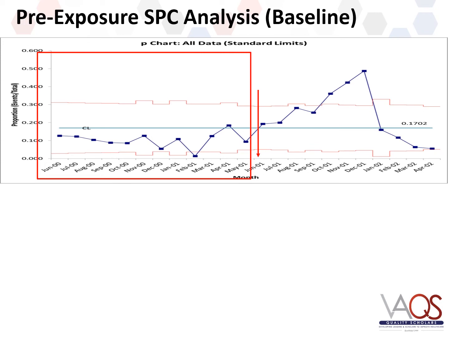Third, we need to examine the baseline period to see if it is in statistical control. Remember that in SPC, to achieve statistical control, a process must be free of special cause signals, which means that it demonstrates a common cause variation pattern.